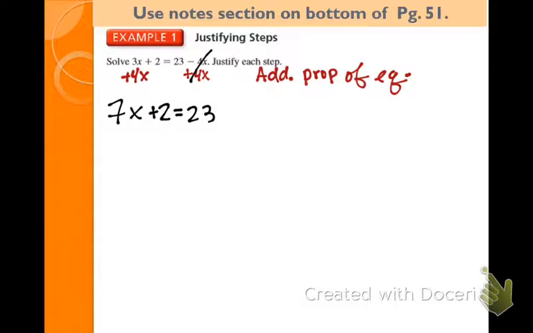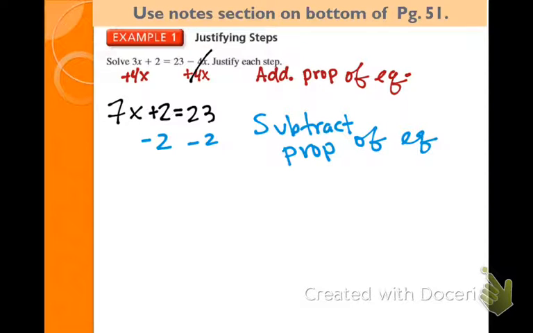So you have to solve it too. What would my next step be? Subtract 2. So then again, off to the side, I would write which property? Subtraction. Yep, so subtraction property of equality. So that gives me 7x equals 21.